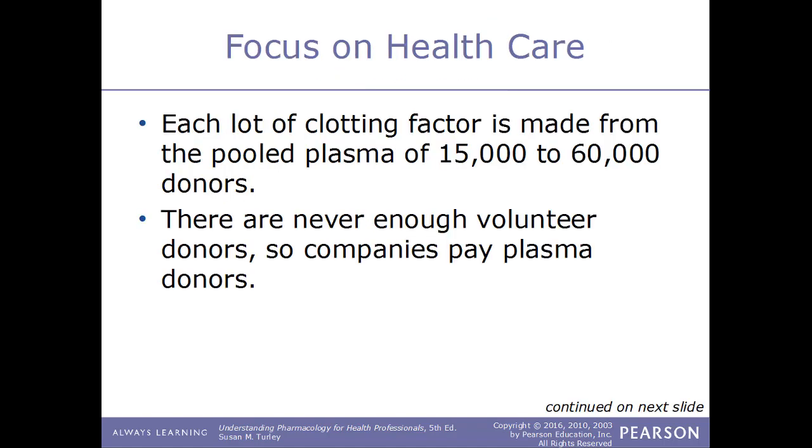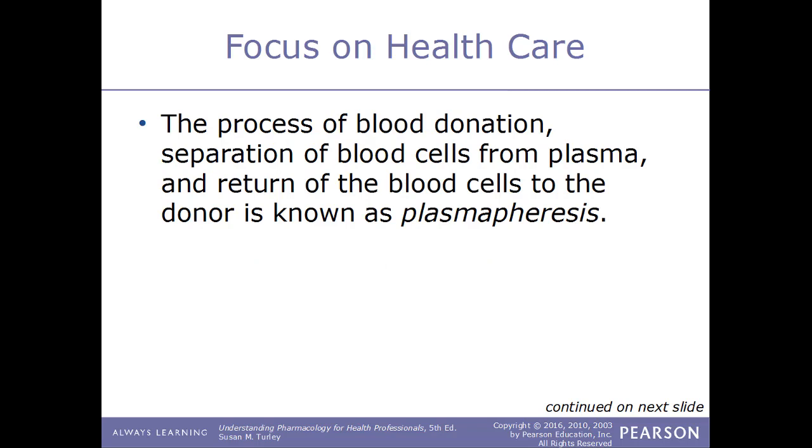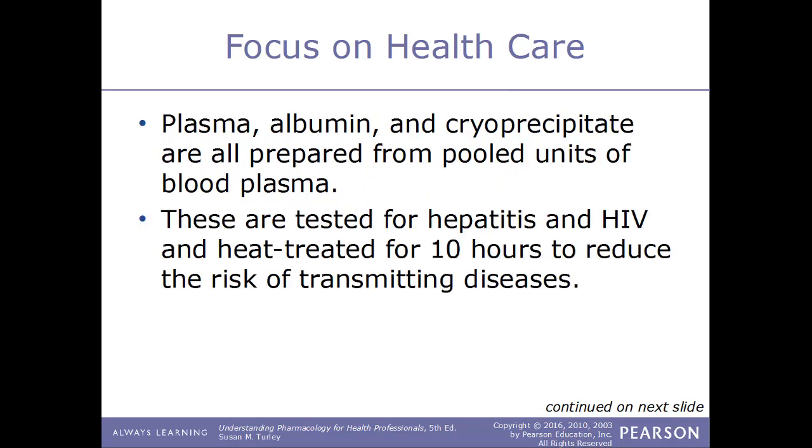Now, each lot of clotting factor is made from the pooled plasma of 15,000 to 60,000 donors. And there are never enough volunteer donors, so companies will often pay plasma donors. And the process of blood donation and then separation of the blood cells from the plasma and then the return of blood cells to the donor is called plasmapheresis. Plasma, albumin, and cryoprecipitate are all prepared from pooled units of blood plasma.